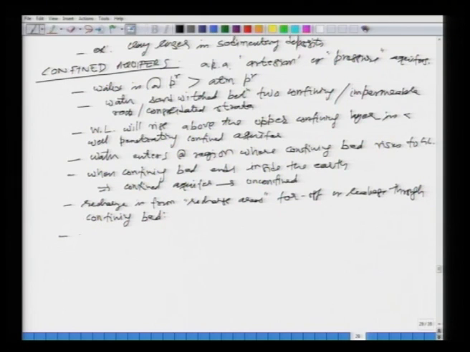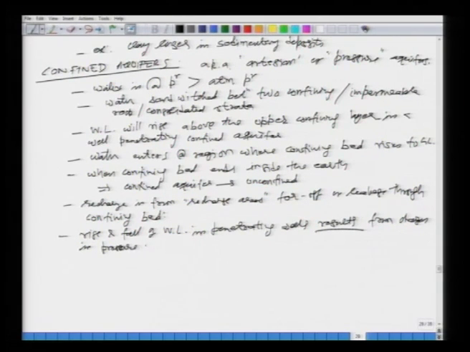Now, the important point I would like to make here is the rise and fall of the water level in penetrating wells. In the penetrating wells results in a confined aquifer we are talking about from changes in pressure rather than changes in storage volume.